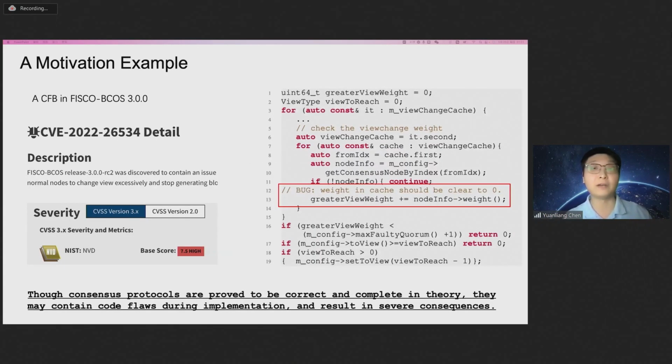Here, I show an example of a consensus failure bug in a blockchain system from 2022. This vulnerability has been assigned a CVE ID. This bug occurs in the round change process of the leader election behavior. The round in the cache should be cleared to 0 for each round index.